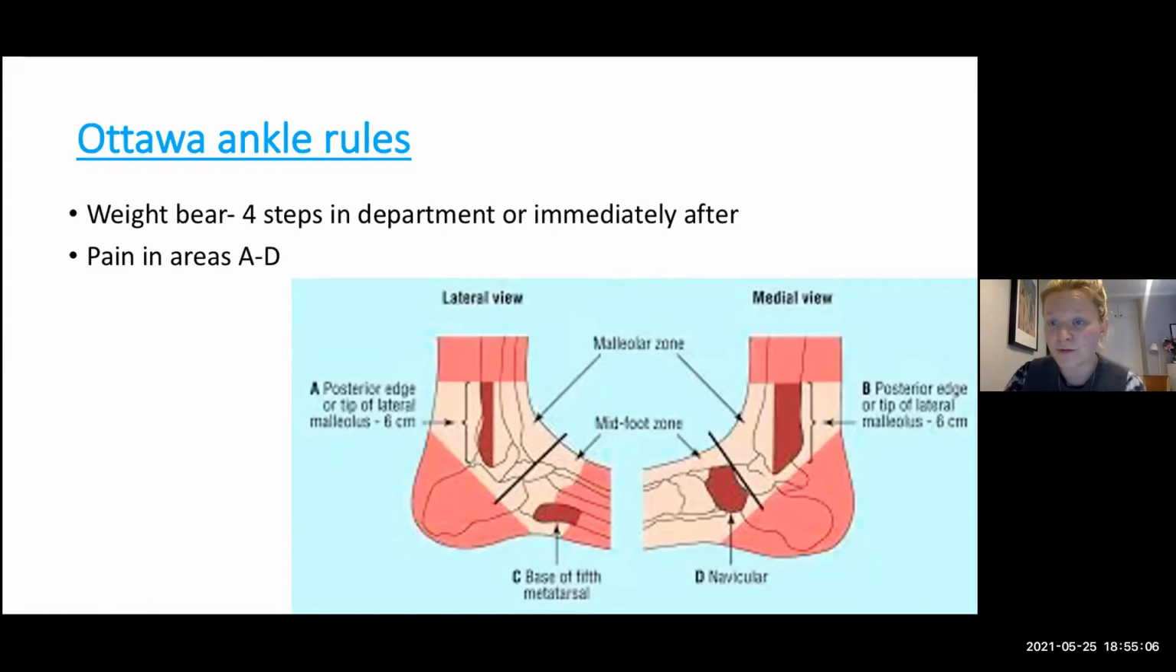At this stage, you would be asking for plain x-rays, and they would be an AP, lateral, and mortise, and depending on the history and exam, if you've got 5th metatarsal pain, you would also be asking for foot imaging, which is an AP and oblique.